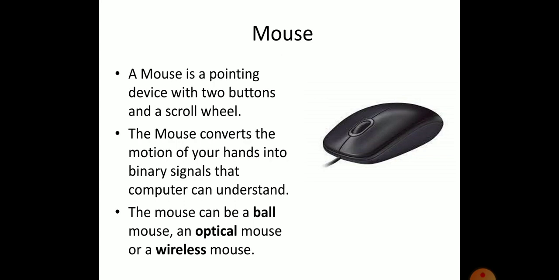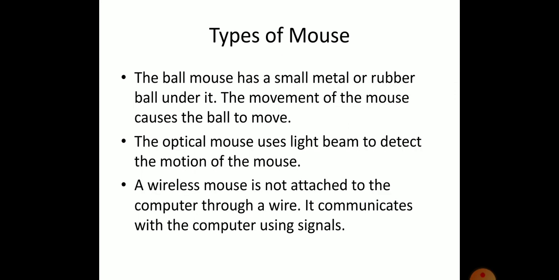The mouse can be a ball mouse, an optical mouse, or a wireless mouse. First we will see about the ball mouse. The ball mouse has a small metal or rubber ball under it. As the name suggests, a ball mouse has a small ball inside the mouse. The movement of the mouse causes the ball to move.